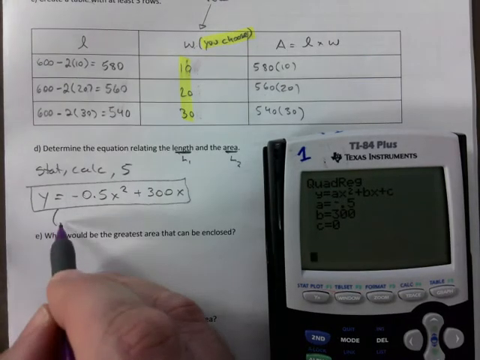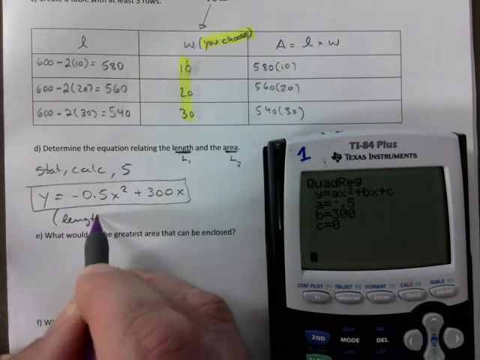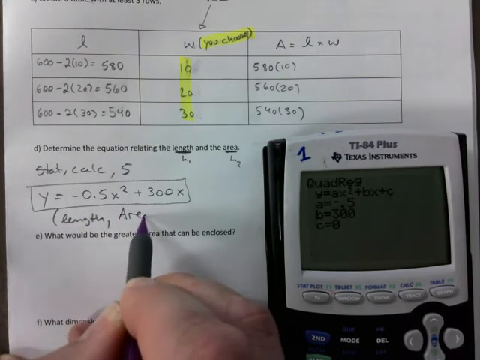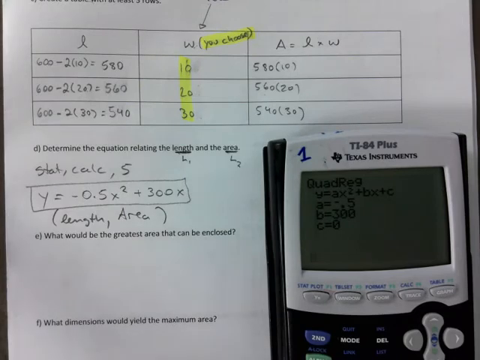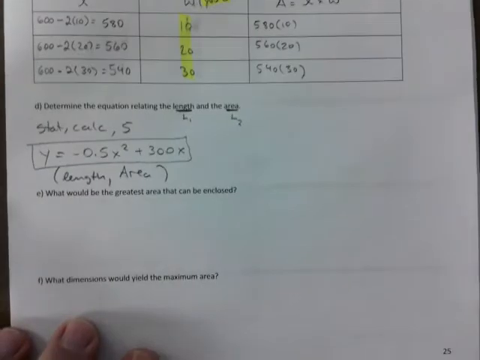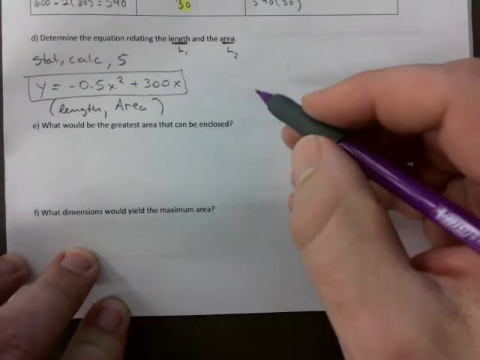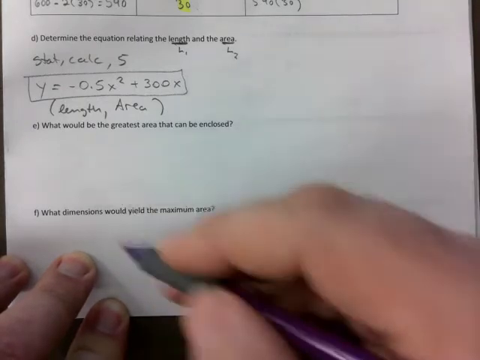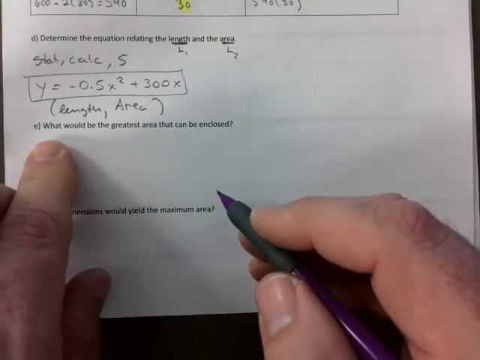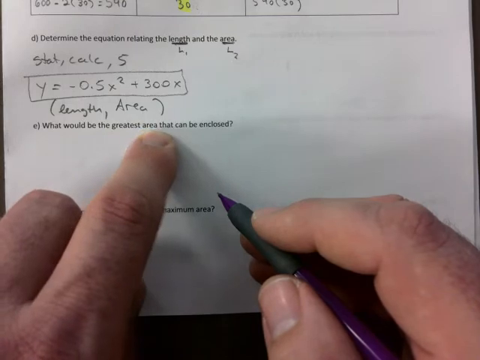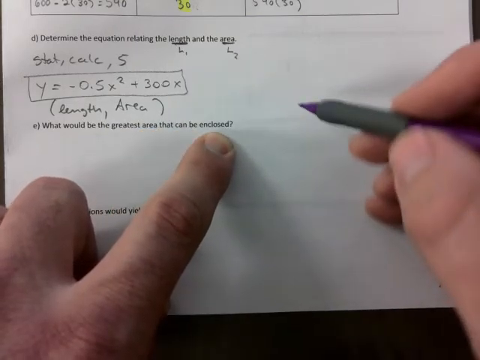And every single point here is a length and the resulting area with that length. We don't know W. There's a way to find out, just like we did with tickets, and remember number of items and price. We can just divide and find out. How about I will do that further down. What would be the greatest area that can be enclosed?